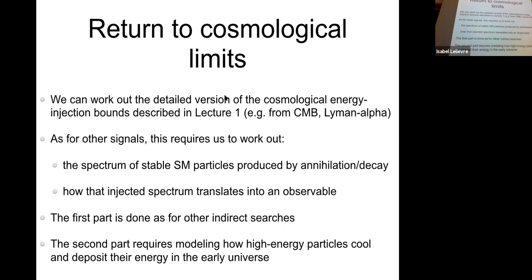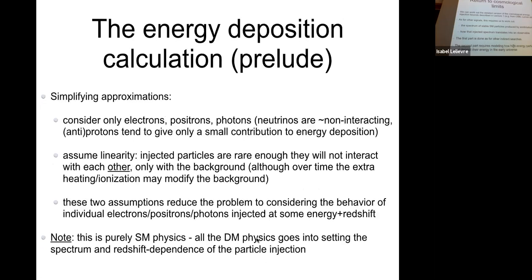This will be an example of another case where propagation of the particles is important. The first part we can do with Pythia or HERWIG or PPPC4DMID, just as we did for other indirect searches. The second part, we need to model how high energy particles cool and lose their energy in the early universe. So this is a prelude, we're going to make some simplifying approximations here. We're going to focus just on electrons, positrons, and photons.